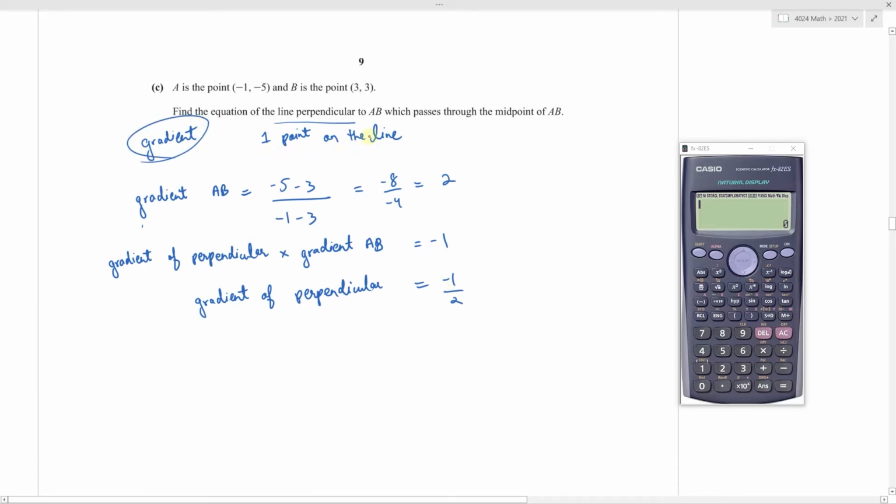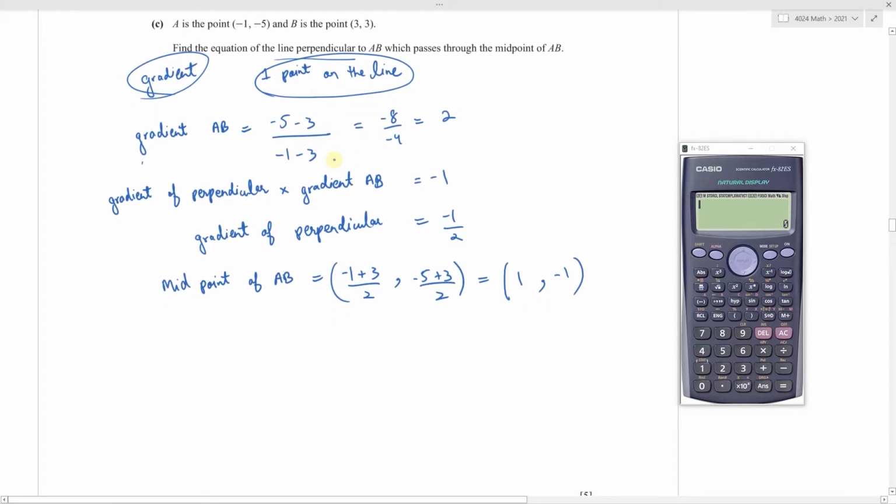Now I need one point on the perpendicular line. So we are told that the line passes through the midpoint of AB. So we can easily find the midpoint of AB. The midpoint of AB will be the x coordinates, add them, minus 1 plus 3, and then divide by 2. Do the same with the y coordinates, minus 5 plus 3 divided by 2. So this is 3 minus 1, 2, 2 divided by 2, 1. And this is minus 5 plus 3, which is minus 2. Minus 2 divided by 2 is minus 1. So now you know one point on the line as well.